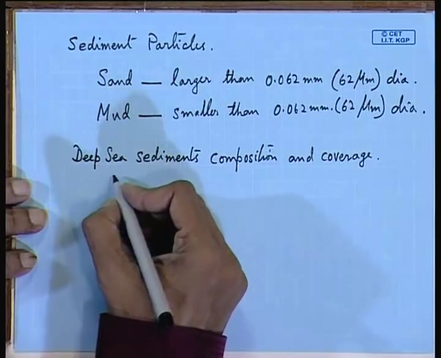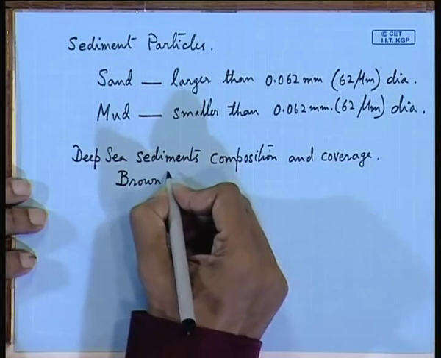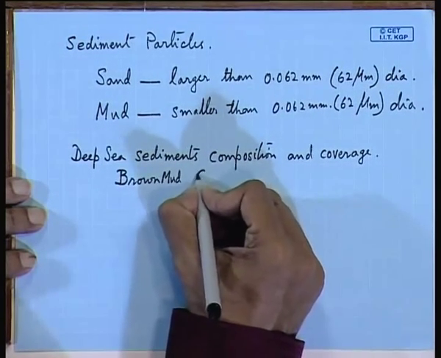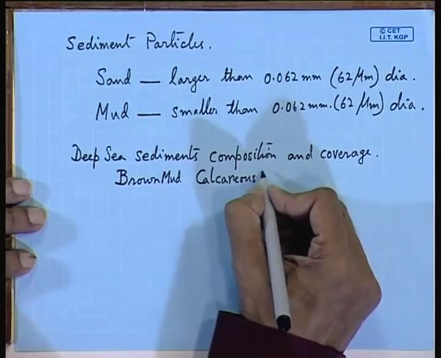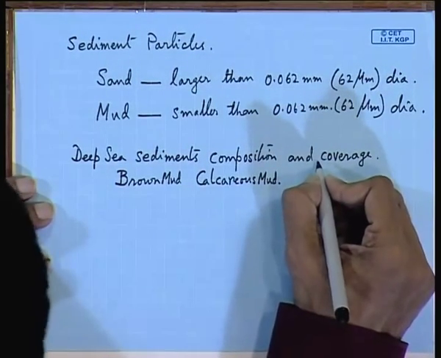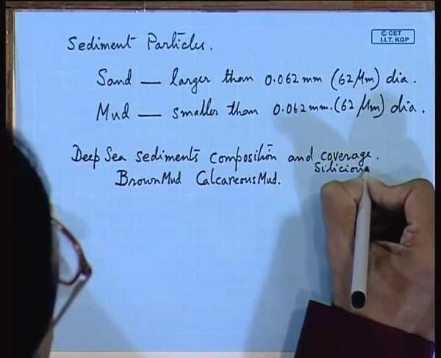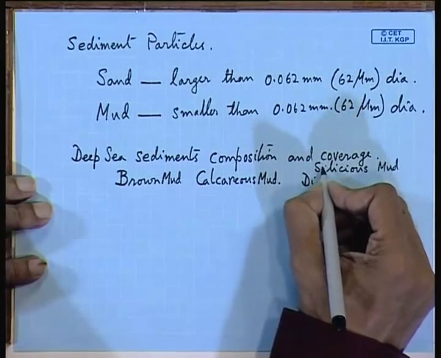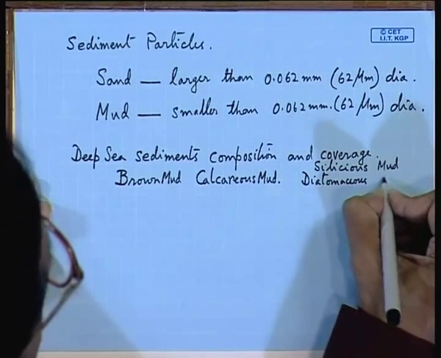Now, here you segregate into brown mud. Next, you have calcareous mud, then you have siliceous mud, and siliceous has two varieties: diatomaceous, and the other one is called radiolarian.